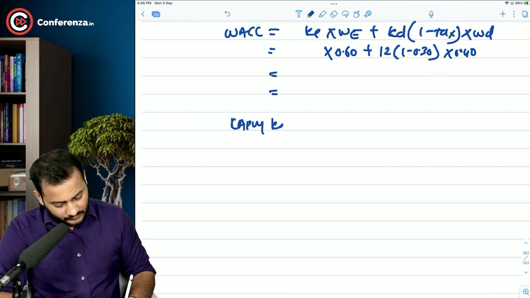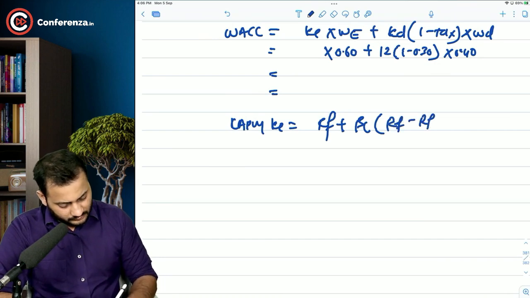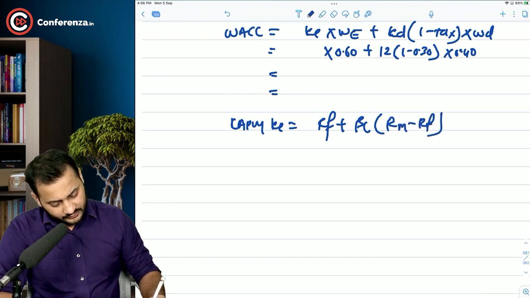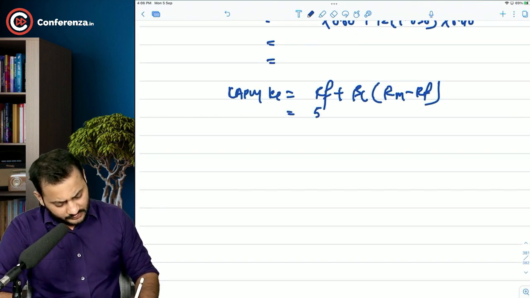CAPM, cost of equity, market return, risk-free return. It's 5 plus (11 minus 5).